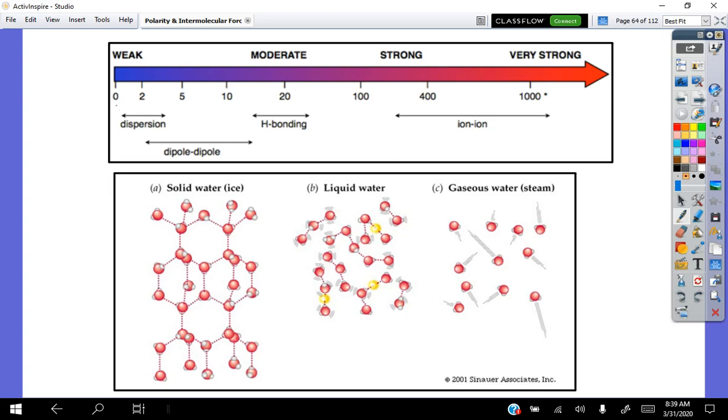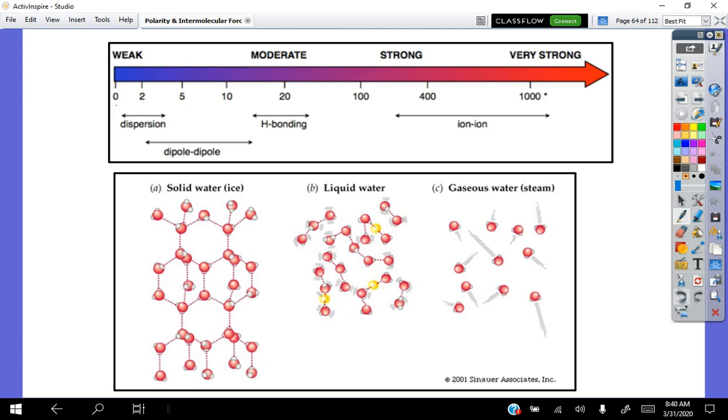As you can see with the scale, dispersion forces are relatively weak. Ion-ion forces are about 400 to 1,000 times stronger than dispersion forces. Something to keep in mind is that dipole-dipole forces are only strong when in combination with the dispersion forces. And again, every single atom has dispersion forces.